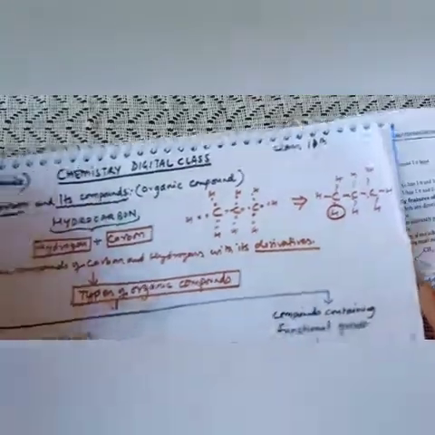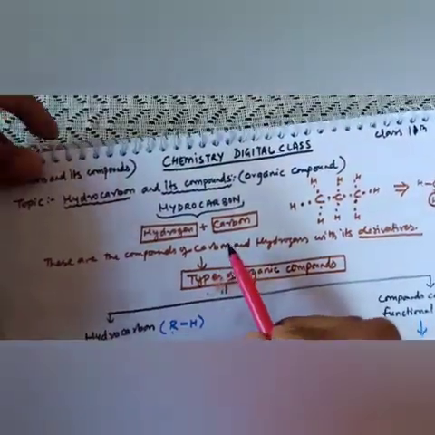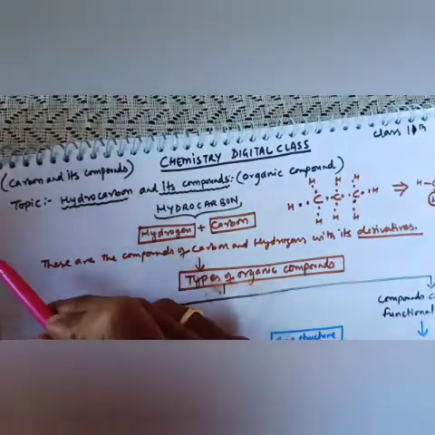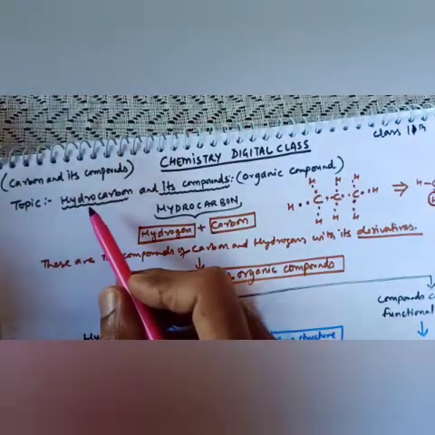So although both chapters are of carbon, all the organic chemistry chapters that we will study will be chapters of carbon. So chapter 12 is organic chemistry basics, then chapter 13 is hydrocarbon.